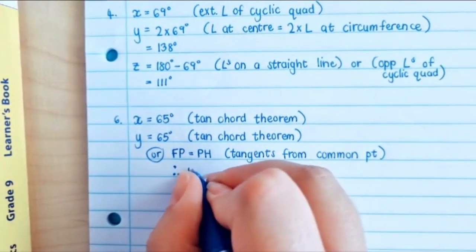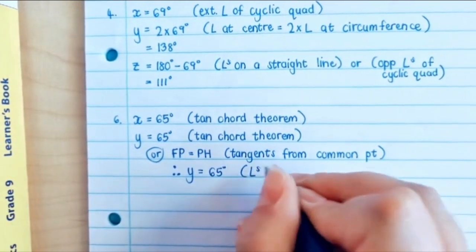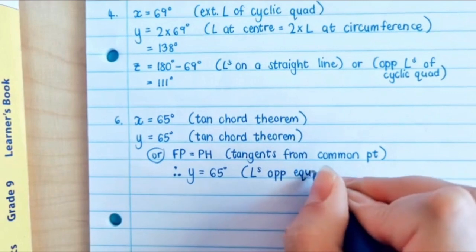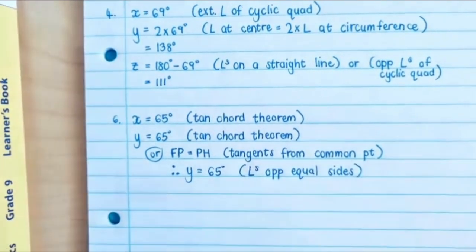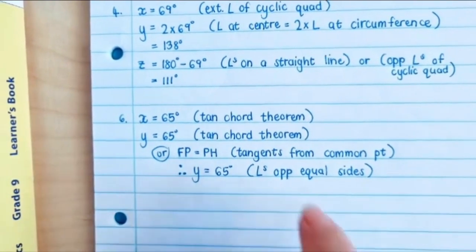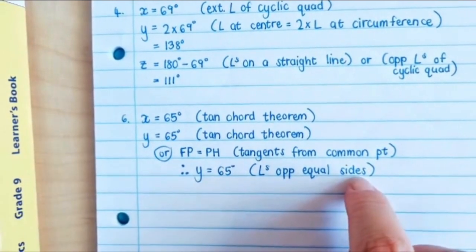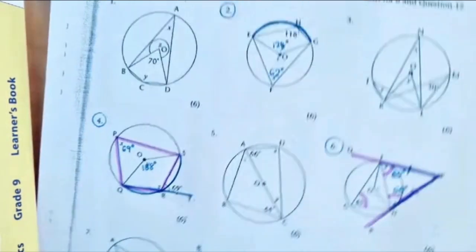Therefore, y is equal to 65 degrees. Angles opposite equal sides. Guys, you are not allowed to write, I'm not sure about IEB, but in DBE, in caps, you are not allowed to write isosceles triangle. You have to say angles opposite equal sides. That is the reason when you're working in an isosceles triangle. Okay, so we have x and y.